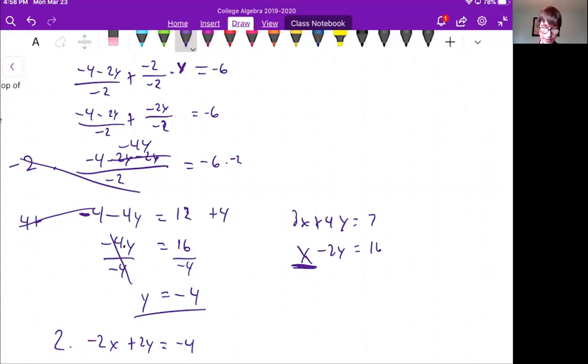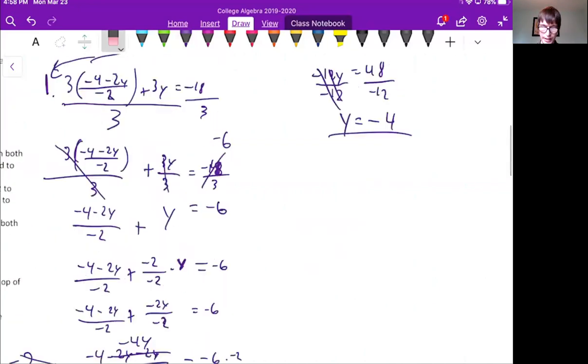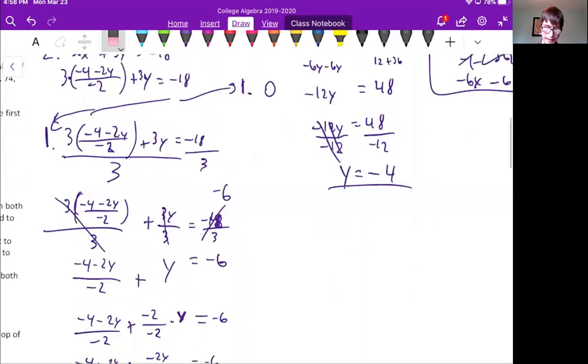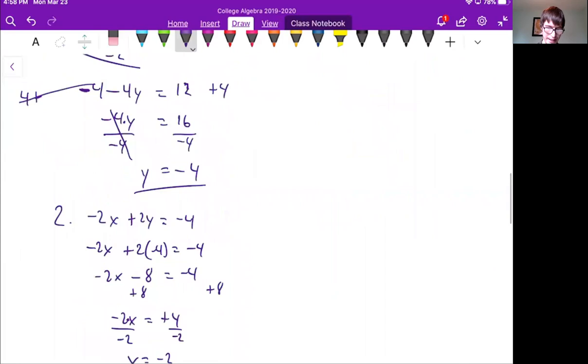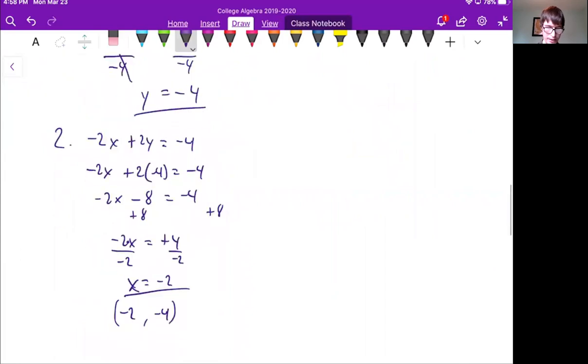Especially if there's a really good way to do an elimination. If you can find a really easy way to do elimination, then just go for that, and that'll get you the answer. Okay, so that's elimination. We found y equals -4, and then we can work from there.